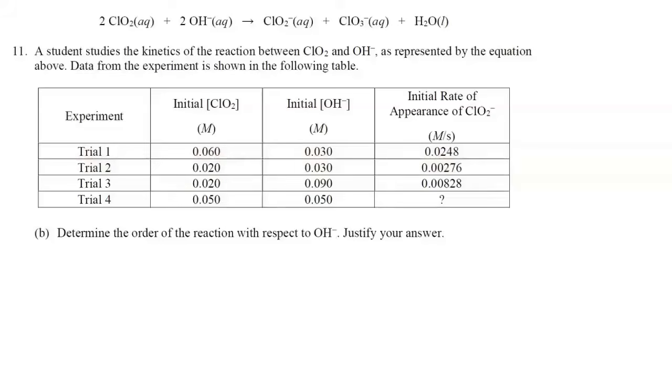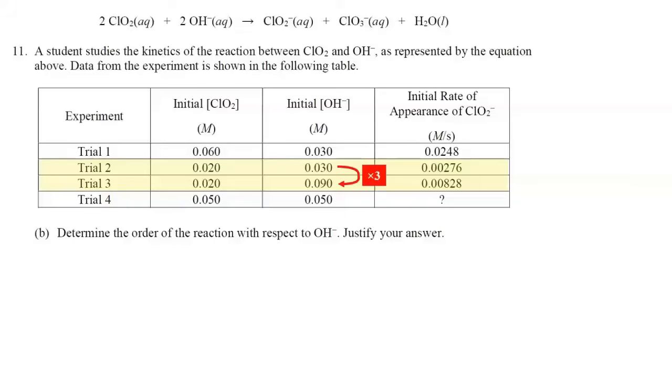Determine the order of the reaction with respect to hydroxide. Justify your answer. So now what I'm looking for is a comparison of two different trials in which the concentration of hydroxide has been changed, but the concentration of ClO2 remains constant. So I'm going to compare trial 2 and 3. So as I compare these two trials, I see that the concentration of hydroxide changes from 0.03 to 0.09. That's an increase in the concentration of hydroxide by a factor of 3. The initial concentration of ClO2 remains constant. Let's see how the rate was affected.